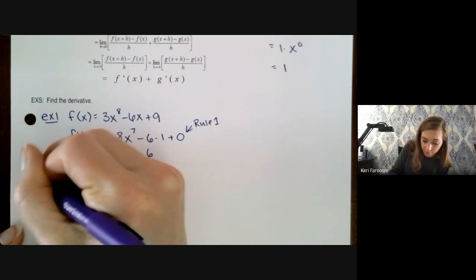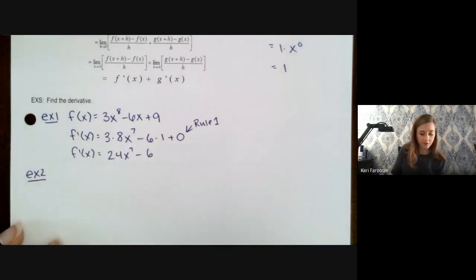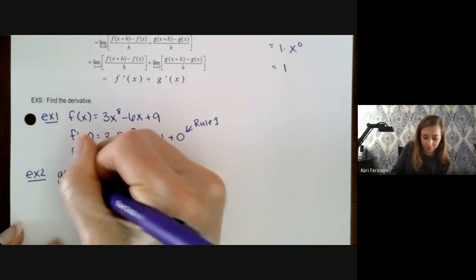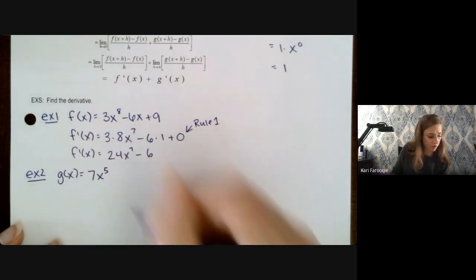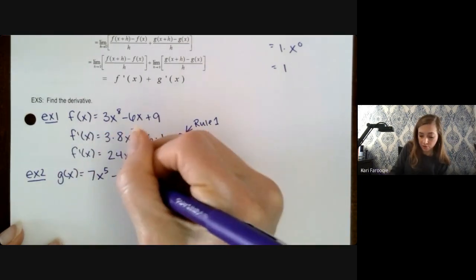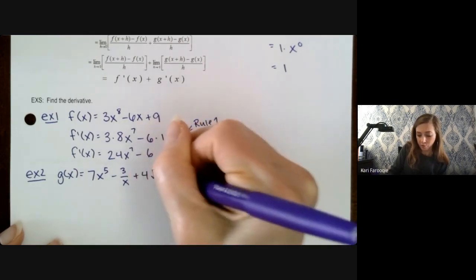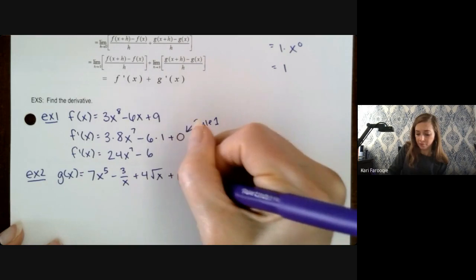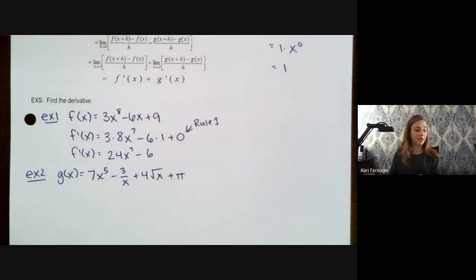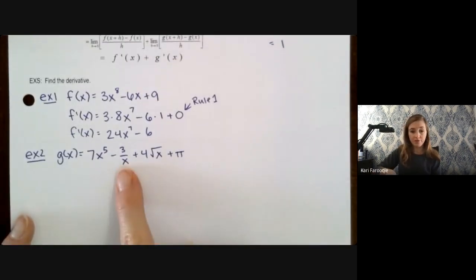Example 2, this is g of x equals 7x to the 5th minus 3 over x plus 4 times the square root of x plus pi. So there's a lot more going on with this. The most important thing that I want to point out, well, there are 2 really big things here, but probably the most important would be this term here, the minus 3 divided by x.